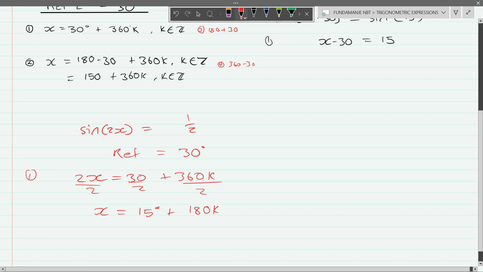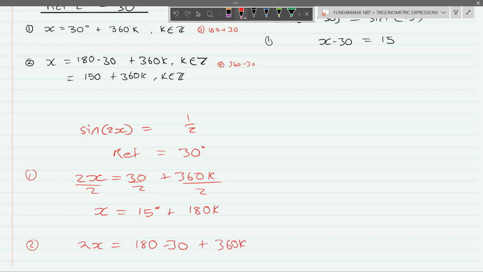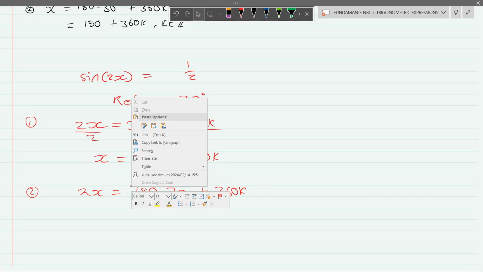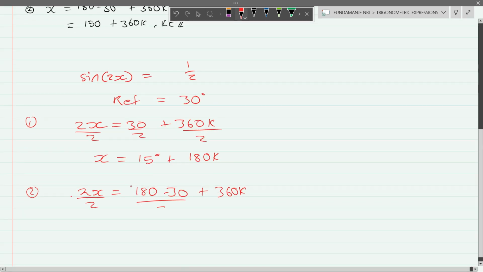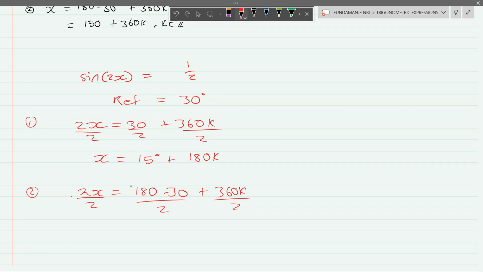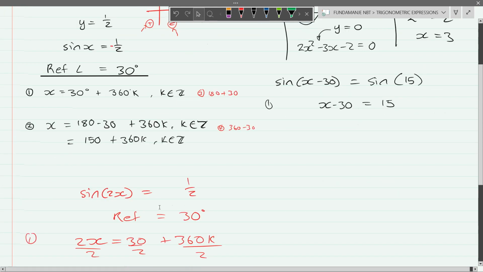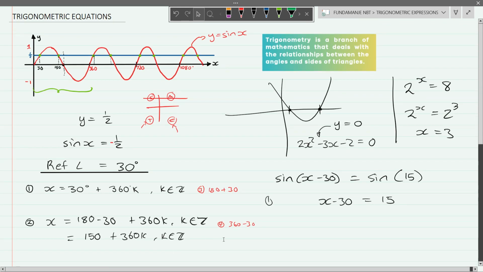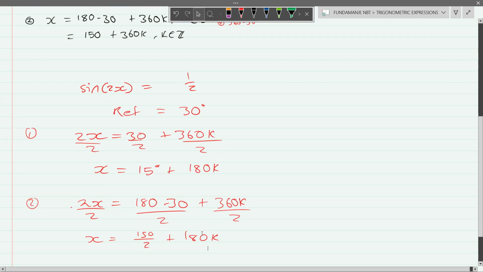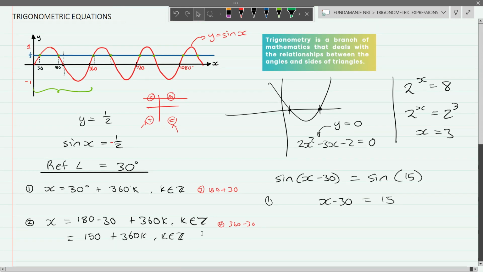And then we can do the same thing for the second quadrant answer. We would say 2x is equal to 180 minus 30 plus 360k. It's important that the 360k is included in the operations. Therefore, we can divide everything by 2. 180 minus 30, that gives us 150. Divide that by 2. So you have x is equal to 150 over 2 plus 180k as your answer. So those are the three different situations that you need to be able to work with for trigonometric equations.